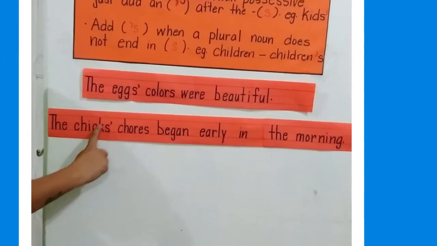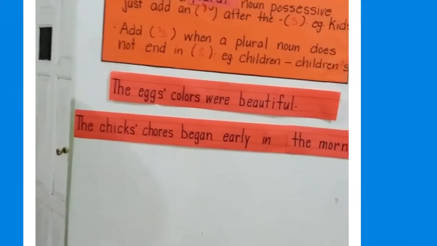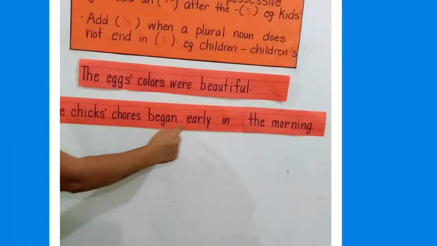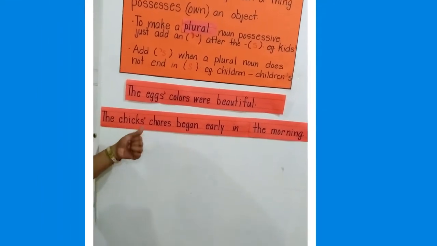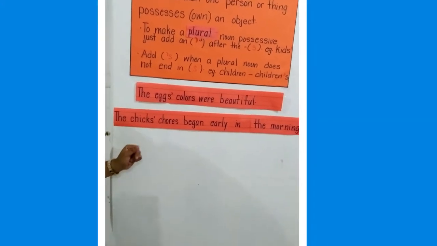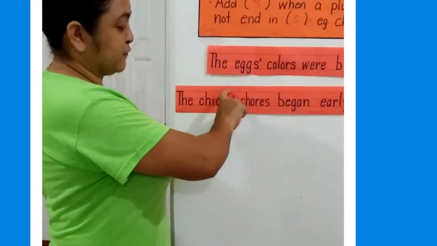Now, the second sentence here we have: The chicks' chores began early in the morning. Let's read it one more time. The chicks' chores began early in the morning. Here the noun chicks ends with an S because it's talking about more than one chick. 2, 3, or more chicks. So for us to write the plural possessive form of chicks, we only add an apostrophe.